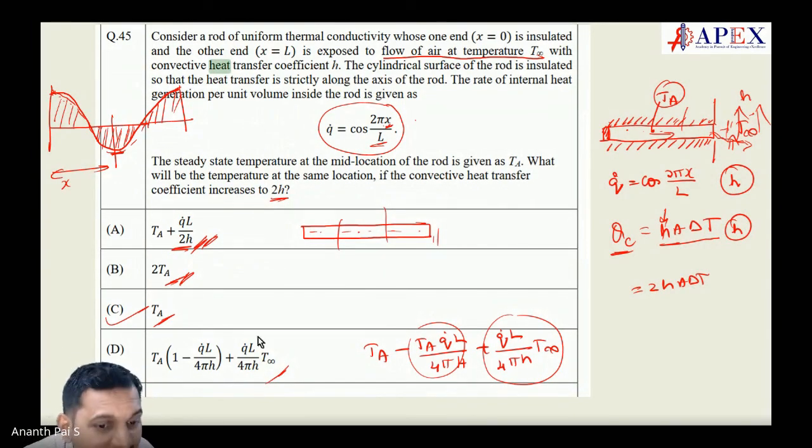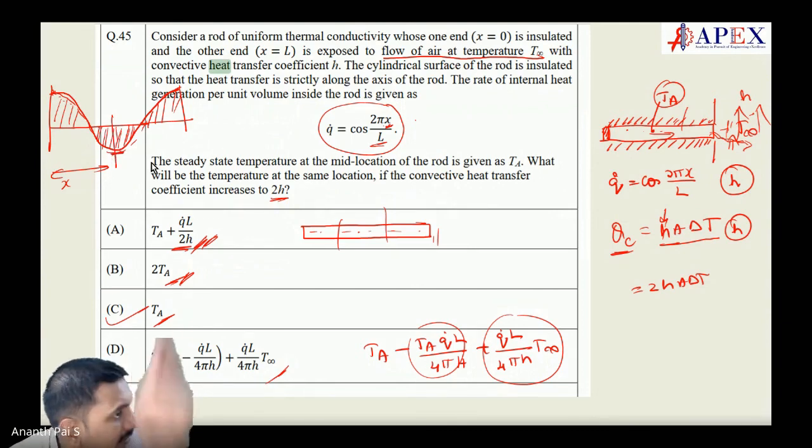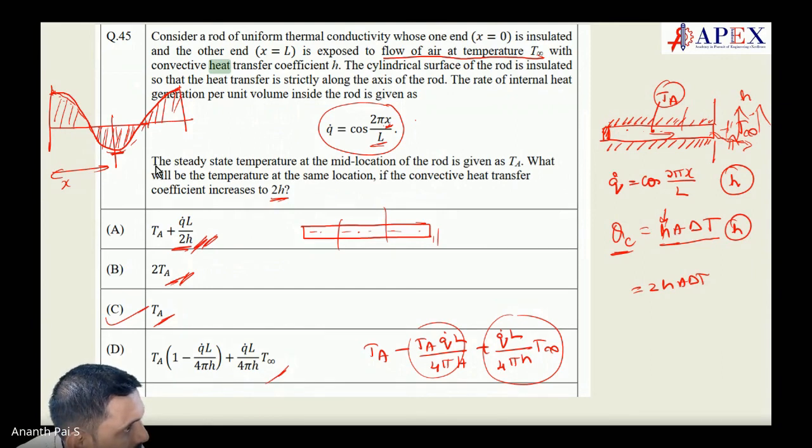So the person who writes D has put in effort thinking that it will reduce. But he has not seen Q dot being cos 2 pi x by L. He should plot this. Then he will understand that this area is the same as this area. Minus means heat is removed. So heat added is equal to heat removed. That is a cosine curve inside the rod.